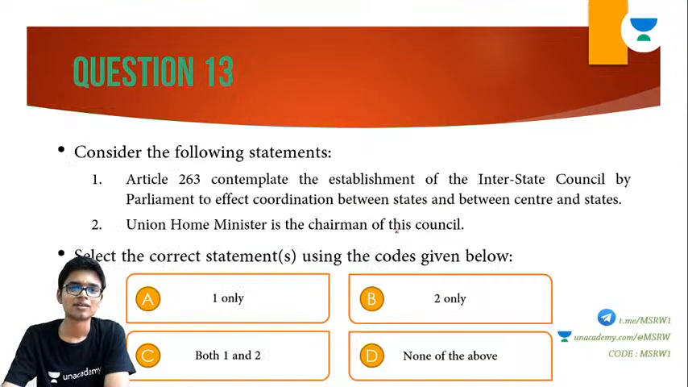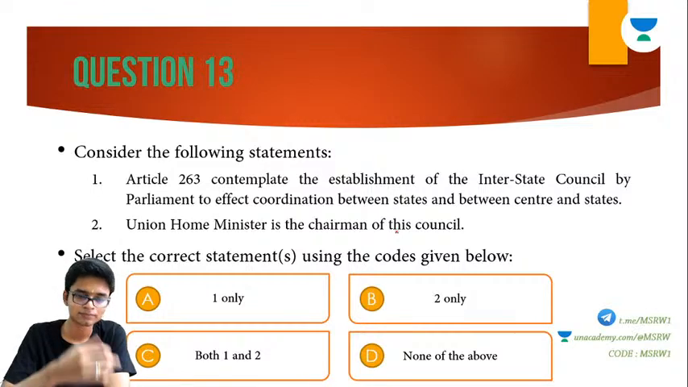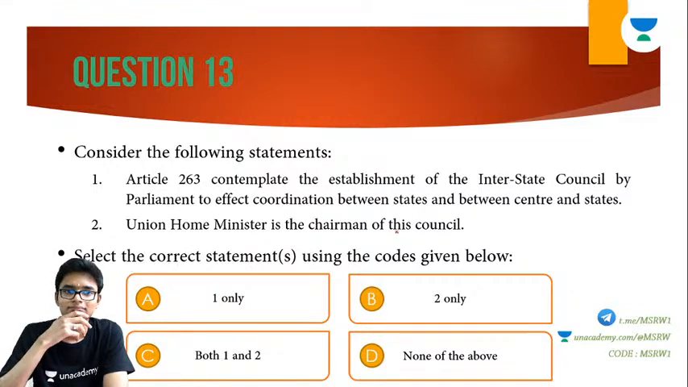Okay. Question 13. Consider the following statements. 1. Article 263 contemplates the establishment of an interstate council by parliament to effect coordination between states and between center and states. 2. Union Home Minister is the chairman of this council. Select the correct answer. Yes, very good. Seema correct, Saubhagya correct. Two more questions from polity and then 5 questions from economics.